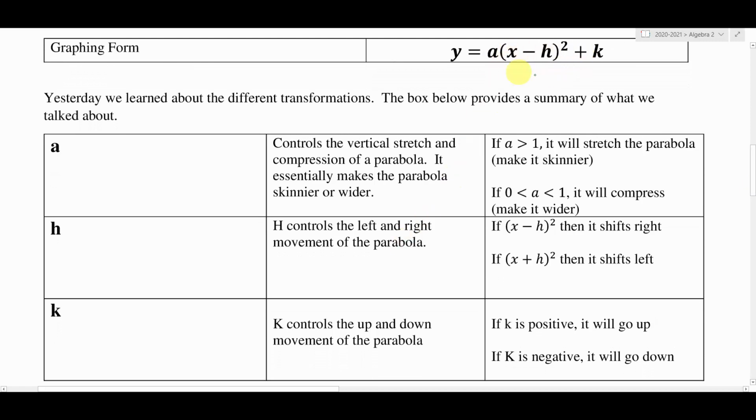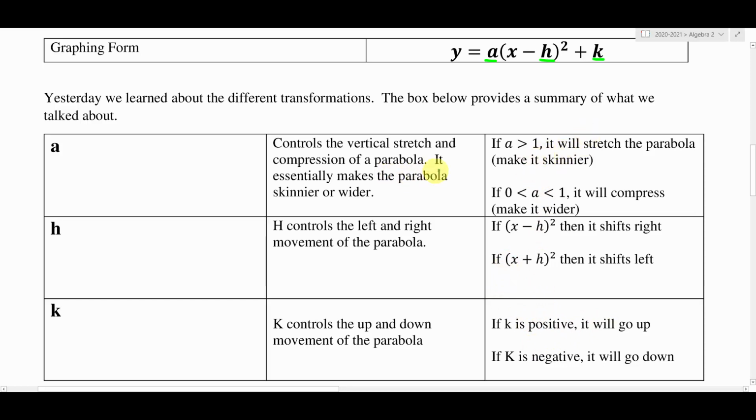Remember, graphing form looks like this, where we have this a, h, and k. And I kind of summarize what a, h, and k did from yesterday's lesson. We explored this with Desmos and figured out what each of them do. And I kind of put the things over here. So if I want to move it right, we're going to make sure we do a minus h. If we want to move it left, we're going to make sure we do a plus h. Same thing with the k, right, and the a value.